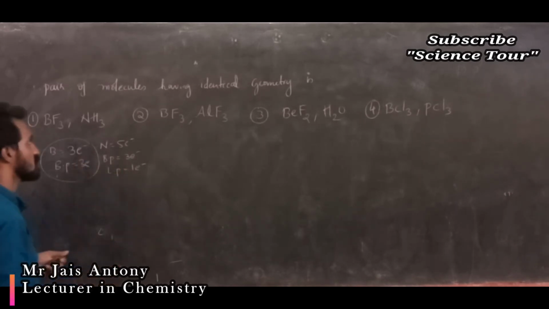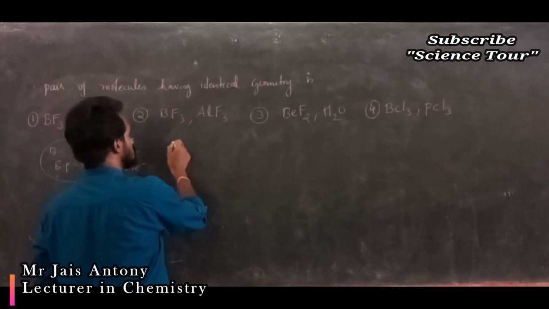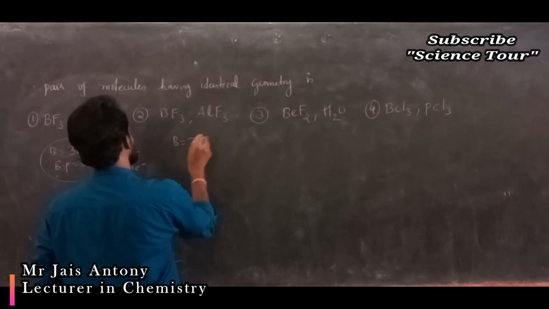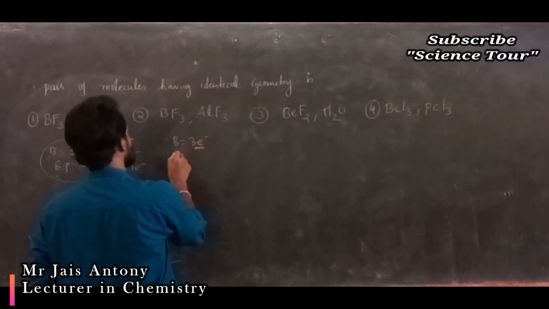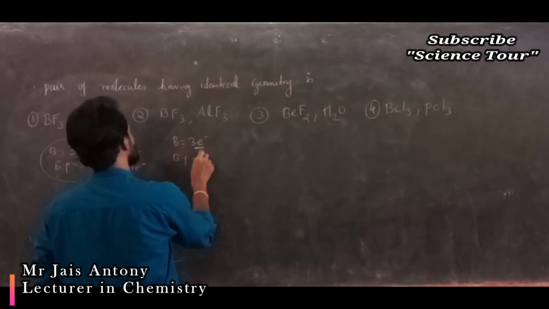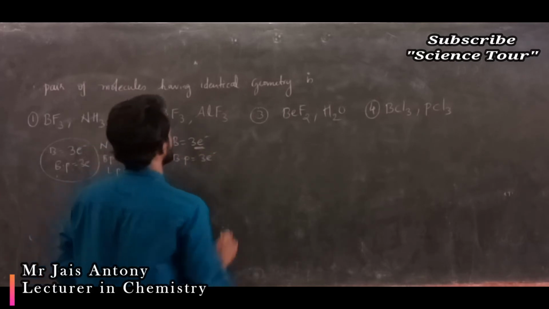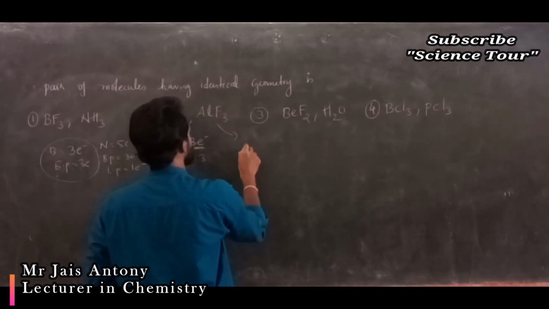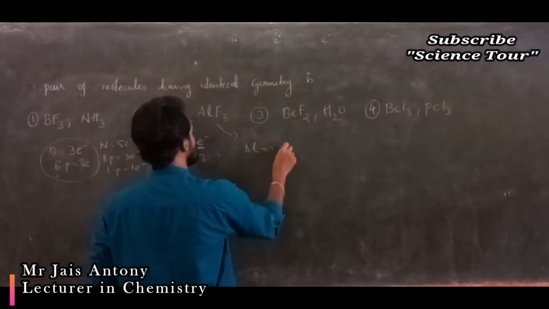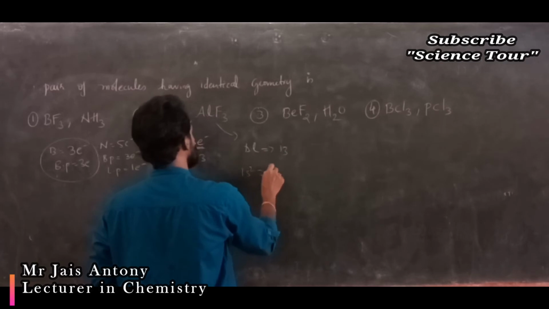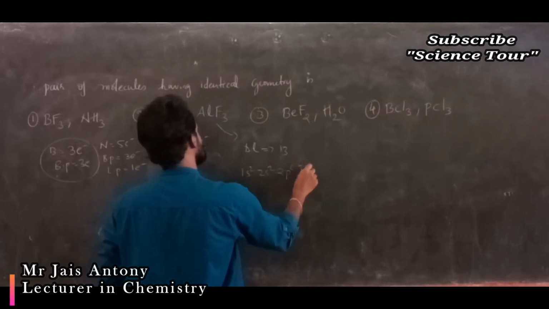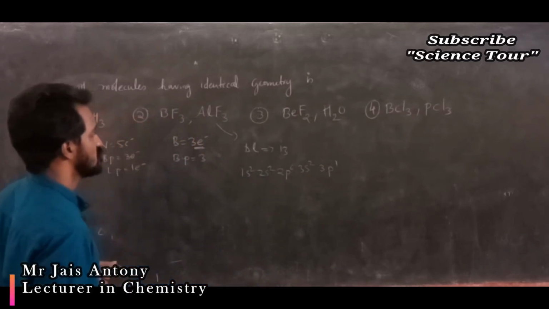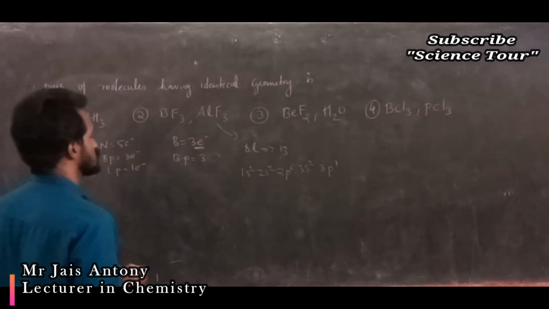This is triangular planar. In this one we will check, my dear students, BF3, boron 3 valency electrons, my dear students. I am talking about valency electrons. It forms 3 bond pairs. Okay, 3 bond pairs. There is no lone pair, my dear student. Aluminium fluoride, my dear student. Aluminium, atomic number 13, electronic configuration 1s2, 2s2, 2p6, 3s2, 3p1. This is actually aluminium electronic configuration, my dear students.